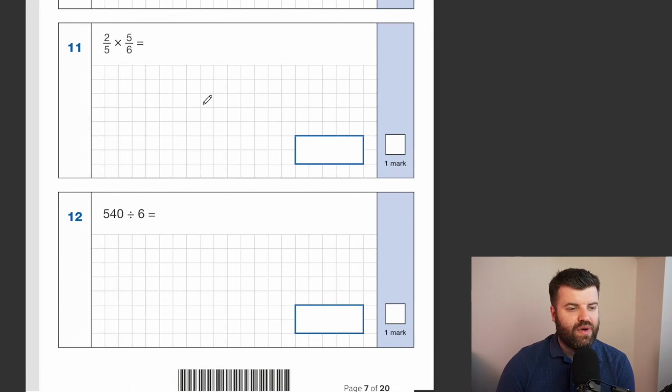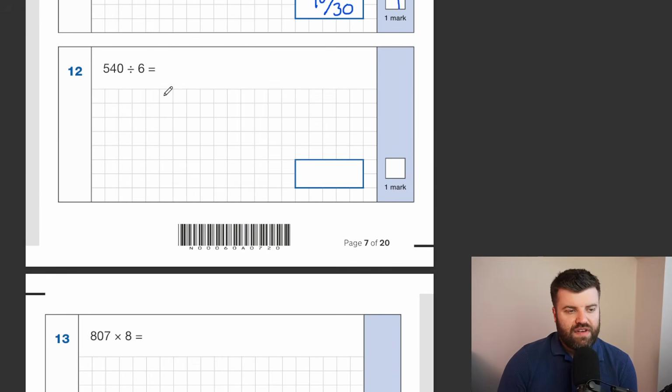Here we have our first quite tricky fraction question if we're not sure on the rule. Once we're sure on the rule, it's very, very simple. When we're multiplying two fractions together, we take the numerators, 2 and 5. 2 times 5 is 10. And then we take the denominators, 5 and 6, multiply those together, and we get 30. The answer is 10 out of 30. You could simplify it if you wanted to, but this would be enough to get a mark.